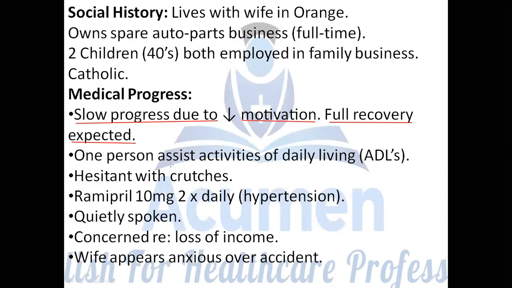Now, what is happening because of this? He requires one person assist with activity of daily living. Lack of motivation was one issue. Another is hesitant with crutches. Whenever a patient undergoes operation for lower extremities, then initially to avoid weight on that affected joint, we provide them with crutches so that the weight bearing can be prevented. We can prevent exertion or weight on the affected limb. But he's not willing, he's hesitant.